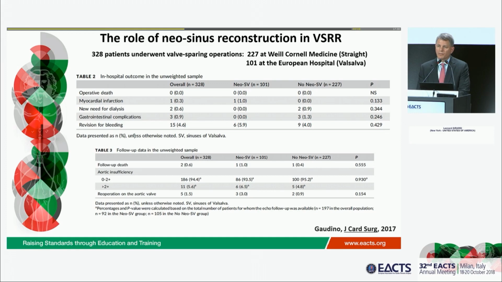That being said, despite the data at the basic science level or at the physics level, clinically we cannot distinguish between the two grafts. We compared about 225 patients having a straight graft with 101 performed with the Valsalva graft at the European Hospital in Rome. Again, operative outcomes were excellent, no mortality, low risk of myocardial infarction, take-back for bleeding rate very low, and at follow-up, we see a very low rate of recurrent significant aortic insufficiency and a very low incidence of the need for reoperation.